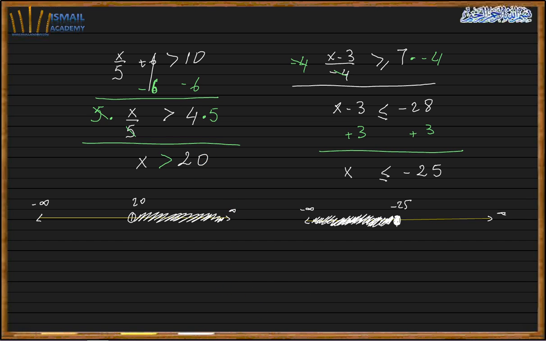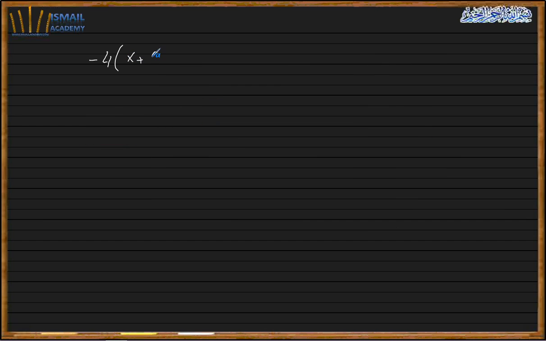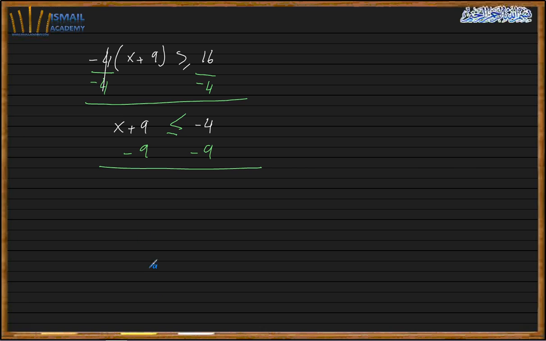So let me do a last example. Suppose I have minus 4 times (x plus 9) is greater than 16. So here we have a multiplication first. So what I do, I divide. When we divide by negative, the sign flipped. So this will cancel out. What's left is x plus 9 less than minus 4. Now we subtract 9 from both sides. So here x will be less than minus 13.